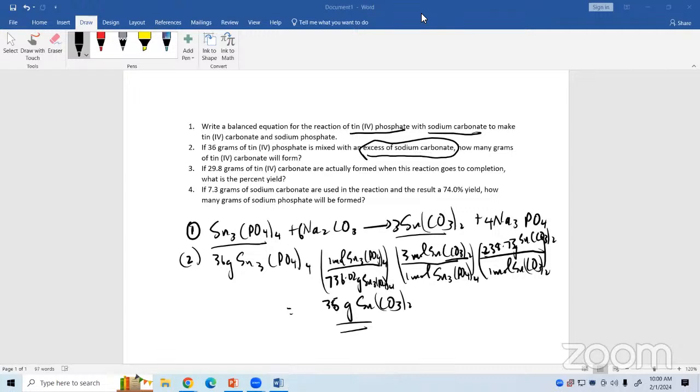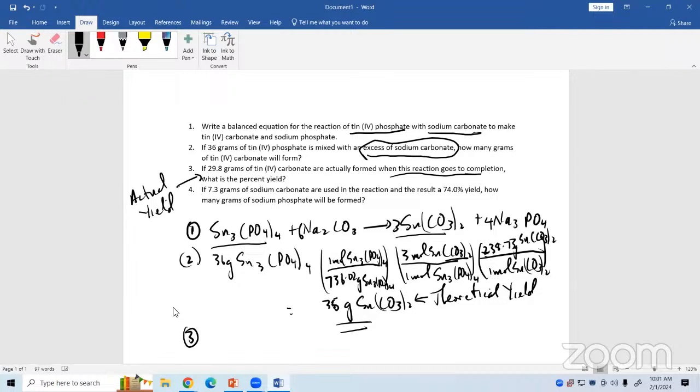Okay, so the next question, number 3, is saying that if 298 grams of tin(IV) carbonate are actually formed when this reaction goes to completion, what is the percent yield? Well, that's very easy because what we just calculated here is the theoretical yield. And the information that the question gave us in question number 3 is the actual yield.